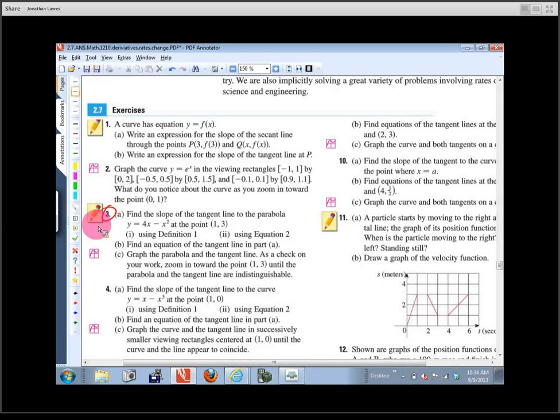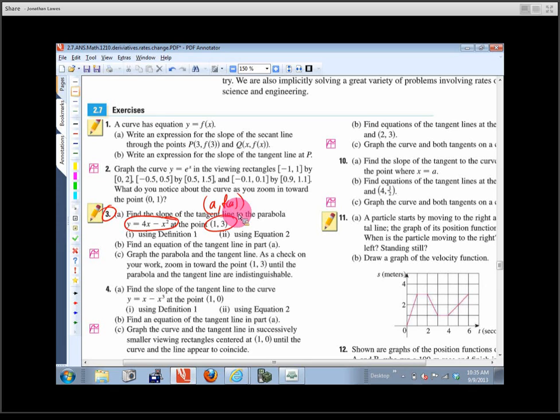Let's read it first of all, and then notice that it says using definition 1 and using equation number 2. It says find the equation of the tangent line in part A and then graph the parabola. So we did something like this the other day. So here's what we've got. We've got this function right here, and we've got that point right there. So you'll notice that they gave us a and f of a. They gave us the x and the y coordinate, if you want to think of it that way. And then we need to find the slope.